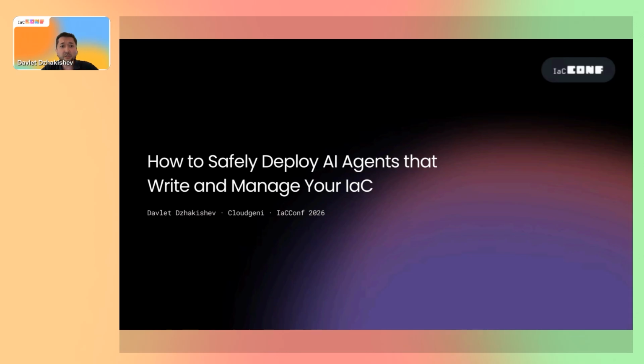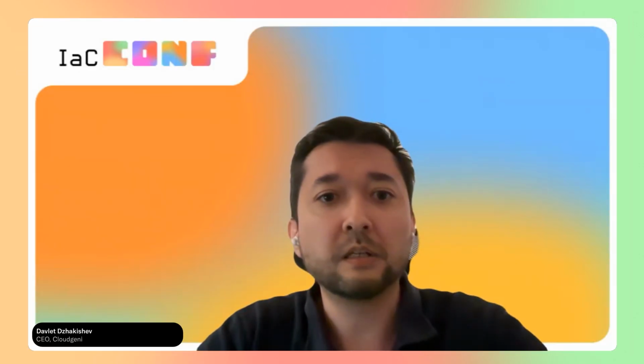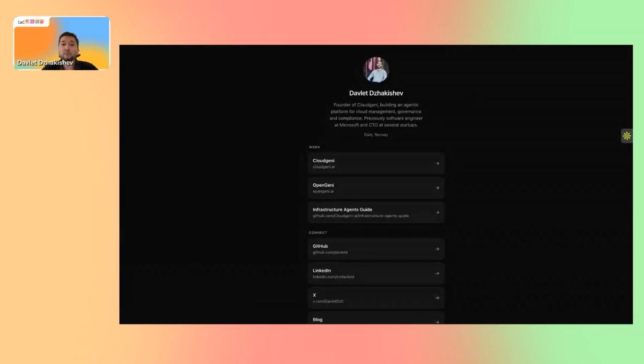Before that, maybe I can do a very short introduction of myself. I'm Davlet, a founder of CloudGenie. We've been deploying AI agents in production for infrastructure for the past 2 years. And a lot of the content of this talk is the essence of this experience and all the problems that we hit, all the challenges and the solutions that we came to overcome those.